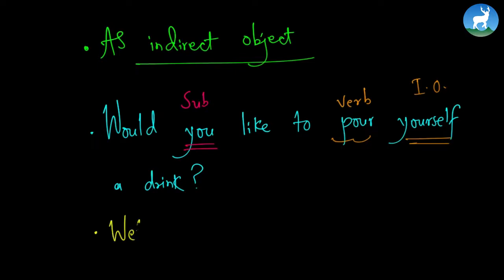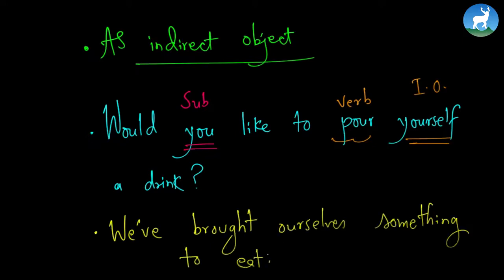One more example, quick. We brought ourselves something to eat. So what is the verb? Brought is the verb. Where's the indirect object?